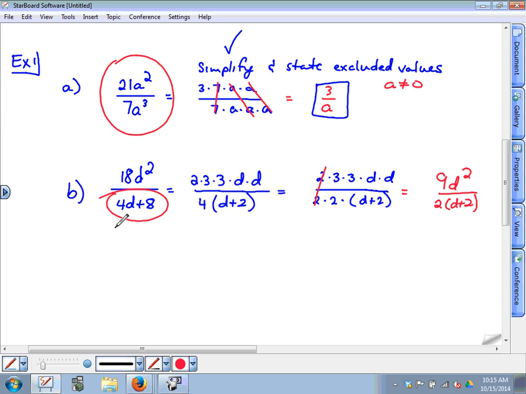Negative 2. Why is it negative 2? What's 4 times negative 2? Negative 8 plus 8 is 0. So you can't have 0. So your excluded value is D cannot equal negative 2.